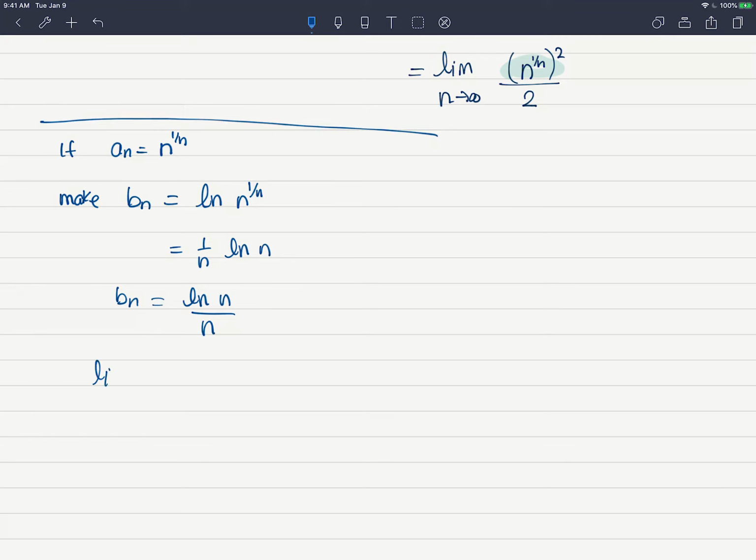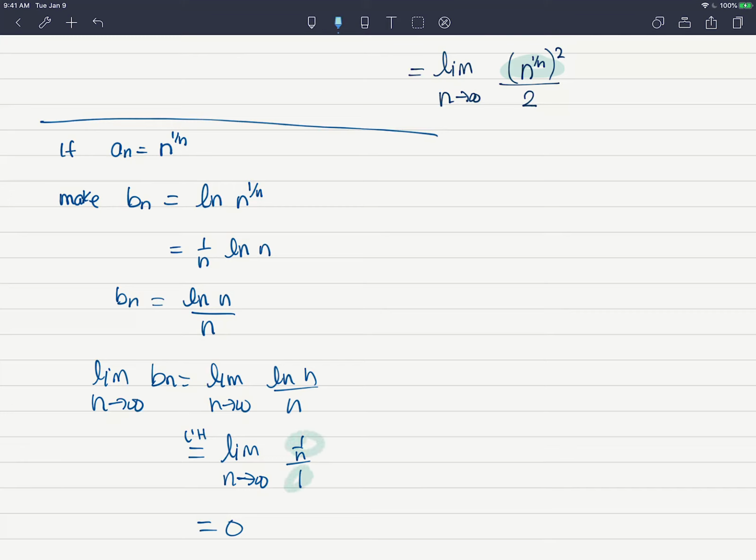So the limit when n goes to infinity of b_n would be the limit when n goes to infinity of ln n over n. Here's where you're using L'Hopital's rule, and you can take the derivative of the top and the bottom, and this is 1 over n over 1, and there you go. So now that limit is easy to find, it's just a 0, right? Because the numerator goes to 0, and the denominator is going to stay at 1. So we're fine. Okay, so we found the limit of b_n to be 0, right?